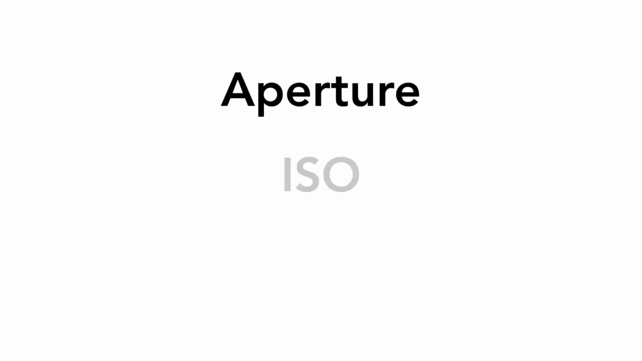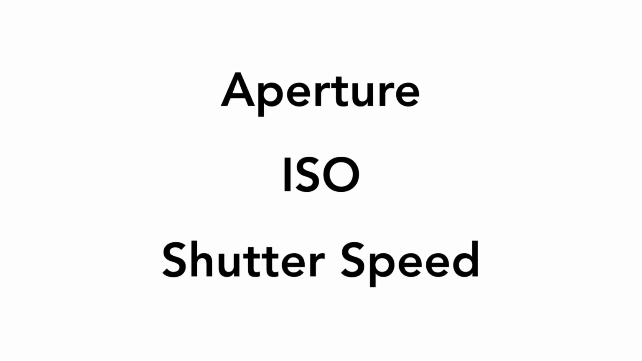Hey guys, for those that are new to shooting with cameras, we want to go over the 3 main camera settings so that you have a basic understanding of how they work. These 3 settings are aperture, ISO, and shutter speed. Understanding these 3 settings and how they can affect your photos is extremely important, so make sure to pay close attention as we go over each of these camera settings.